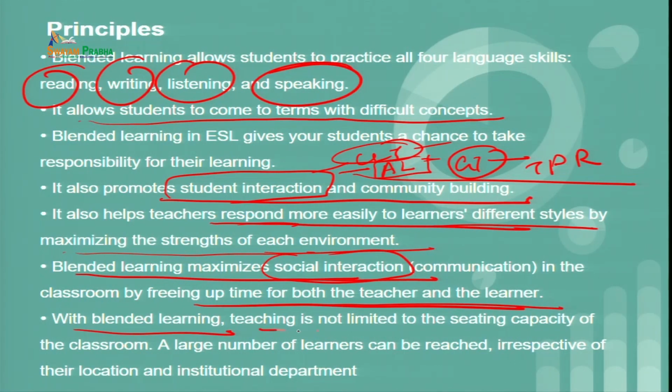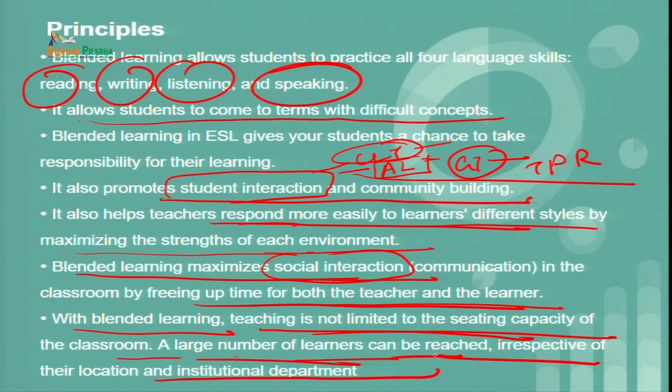With blended learning, teaching is not limited to the seating capacity of the classroom. A large number of learners can be reached irrespective of their location and institutional department. So depending upon the interaction level, their institutional department, location, region, and so on, you can design activities, you can work on their errors, you can provide indirect feedback, you can provide direct feedback, and give counseling sessions to them if they are coming across problems like lack of confidence. So these things can be done to help the students become better and more efficient in language.